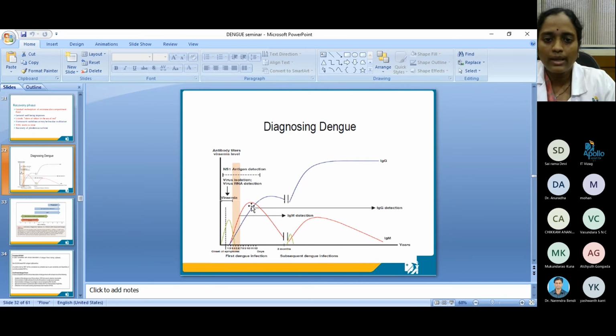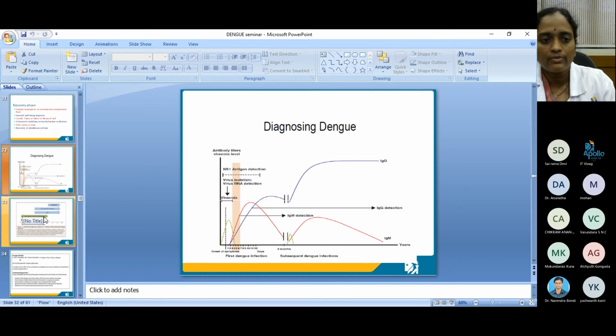Then slowly, by the end of the third day, my IgG starts production. There is IgM in blood, and that can be detected by serological testing, that is by ELISA. Then you have slowly the increase in IgG levels, which indicates that I have developed antibodies. And this is also detected at the same third or fourth day of my illness.